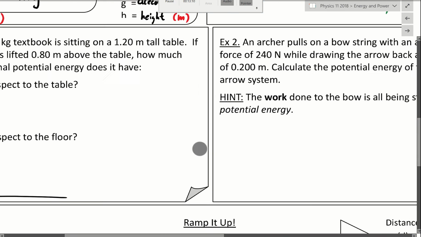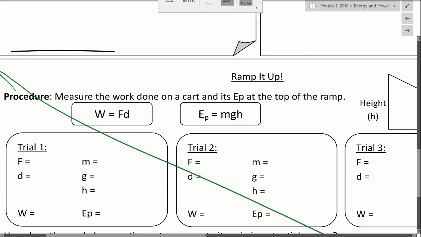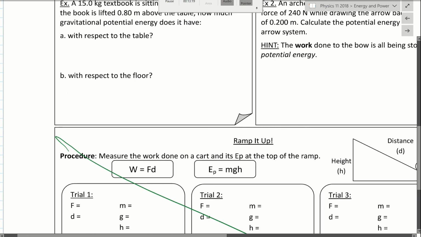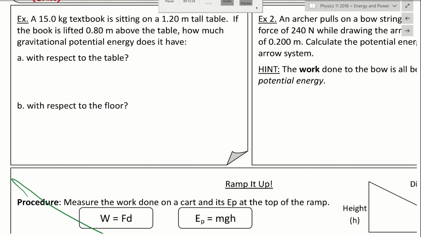Okay, now very quickly, we're going through 2 examples and then this is done. Because what about this part? This part can only be done if you're physically in class, unfortunately. So we're only doing these 2 examples. Now, number 1. A 15 kilogram textbook is sitting on a 1.2 meter table. If the book is lifted 0.8 meter above the table, how much potential energy does it have with respect to the table? And then part B, with respect to the floor. So what if you call the floor equal to 0?